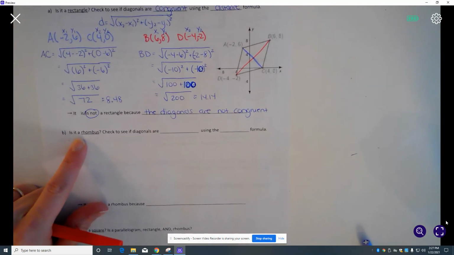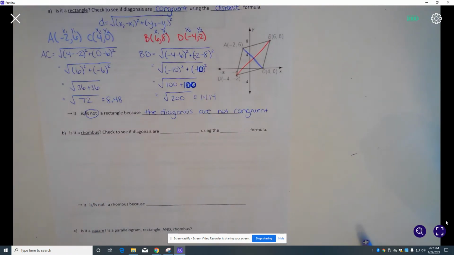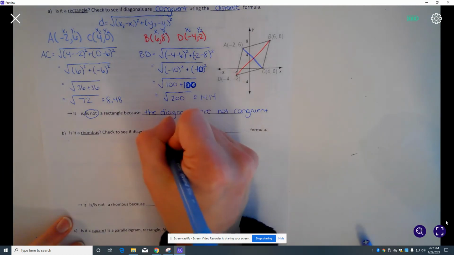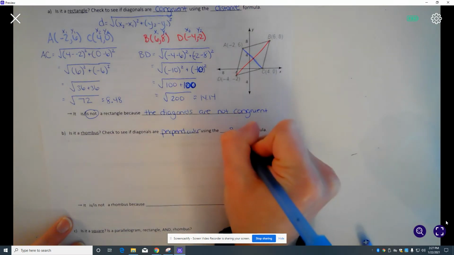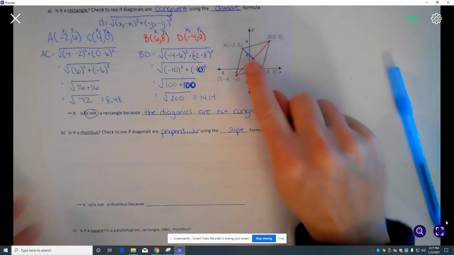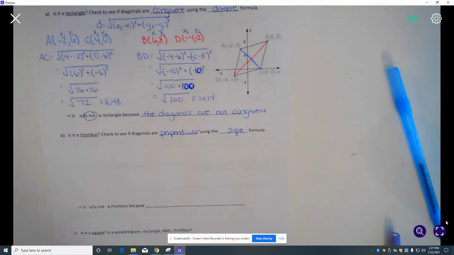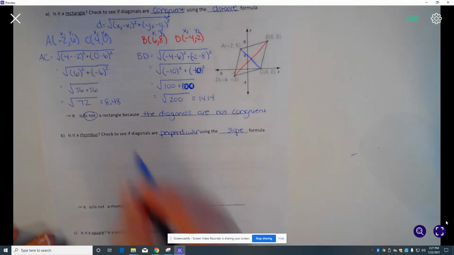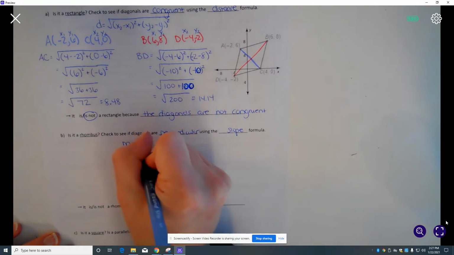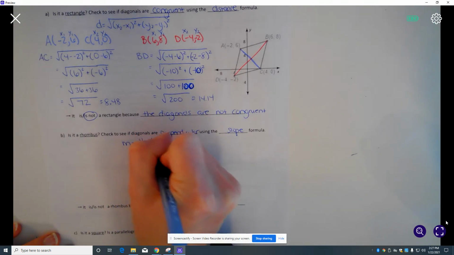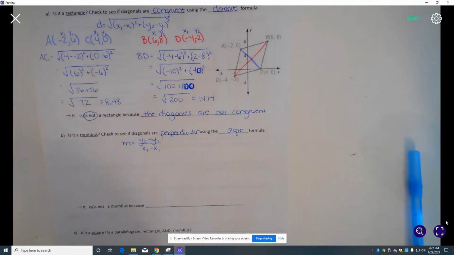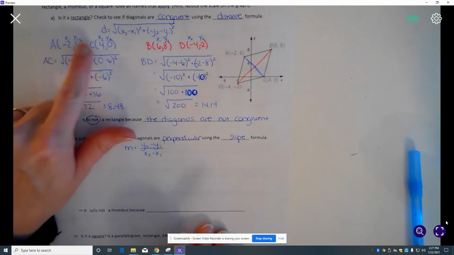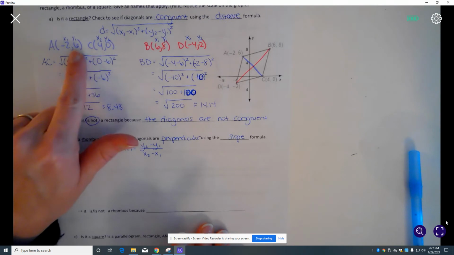Now we want to check to see if this is a rhombus. So remember, to check to see if it's a rhombus, we want to check if the diagonals are perpendicular using the slope formula. So we're still going to use our two diagonals. I'm still going to use those points A and C, and then B and D, but this time I'm going to plug it into the slope formula. Remember, the slope formula is m equals y2 minus y1 over x2 minus x1. That will be given to you. So I'm just going to use these two points from up above, using the same labels.